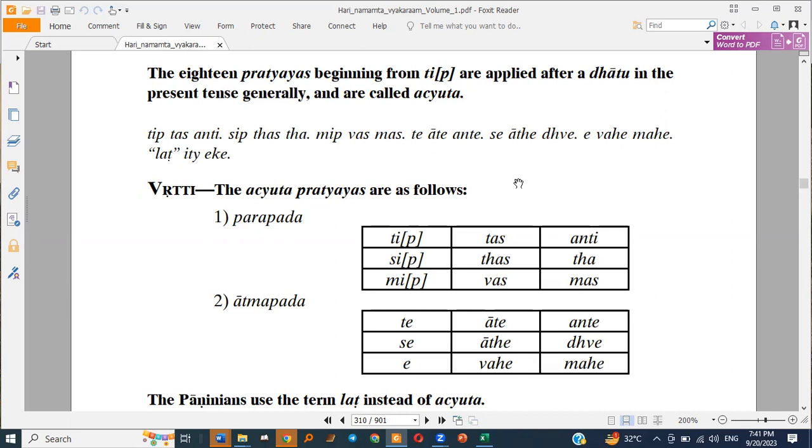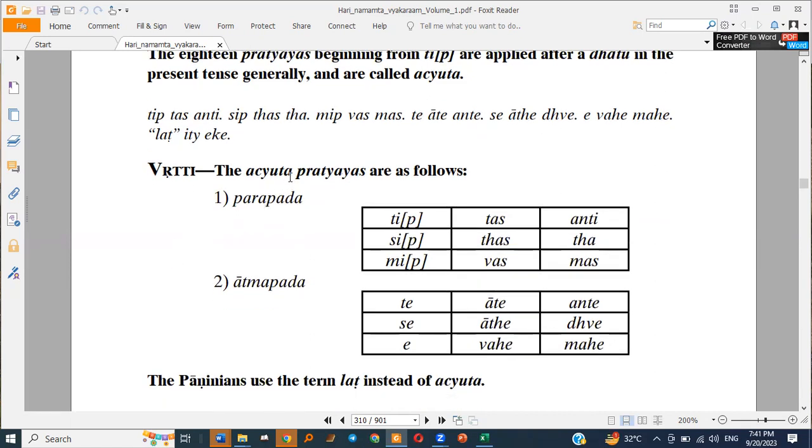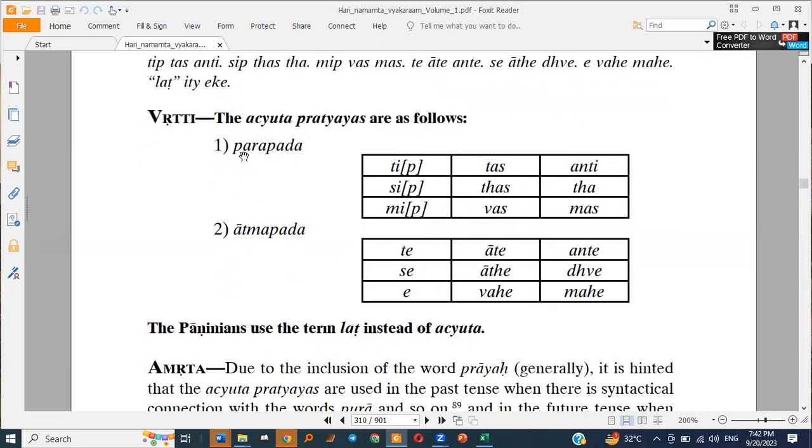These pratyayas in present tense are called achyut pratyayas, and in Panini and other grammars they call them lat lakar. So lat lakara is achyut pratyaya. Again, in achyuta pratyayas, or in all the 10 categories, we have two more subdivisions of 9 each. One is Parapada and the second is Atmapada. We'll understand more about Parapada and Atmapada later. For the time being, the Achyuta Parapada pratyayas are Tip, Tas, Anti, Sip, Thas, Tha, Mip, Vas, Mas.